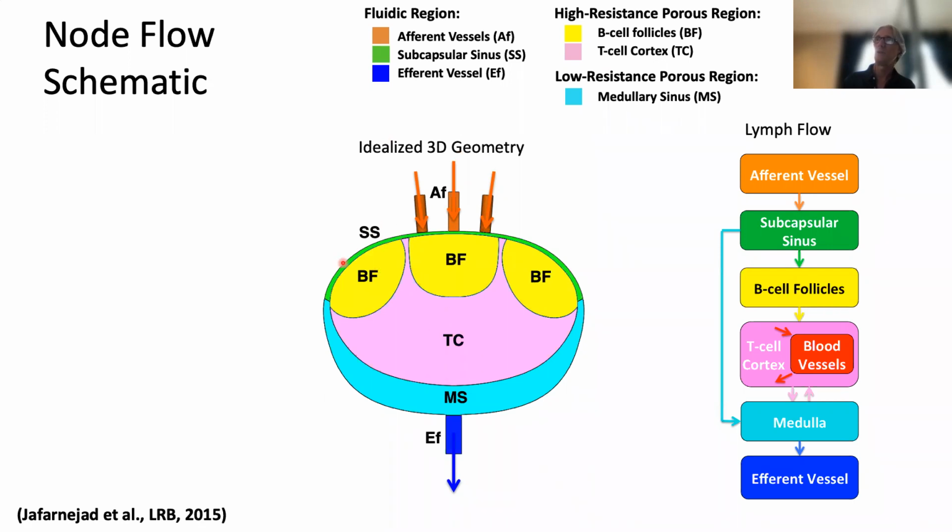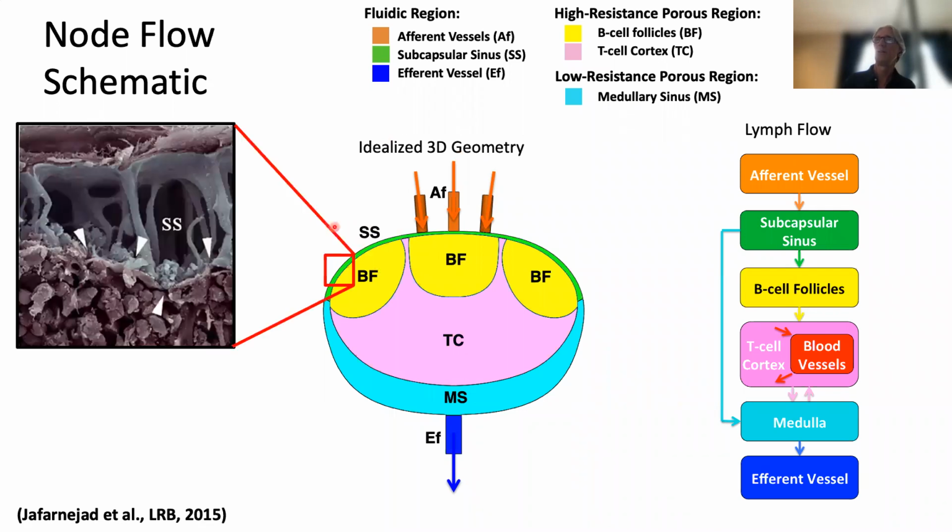This region labeled in green here is known as the subcapsular sinus. It's a relatively open region. So this would be the B cell or T cell region here. You can see it's a very tightly packed sponge compared to the relatively open space of the subcapsular sinus.